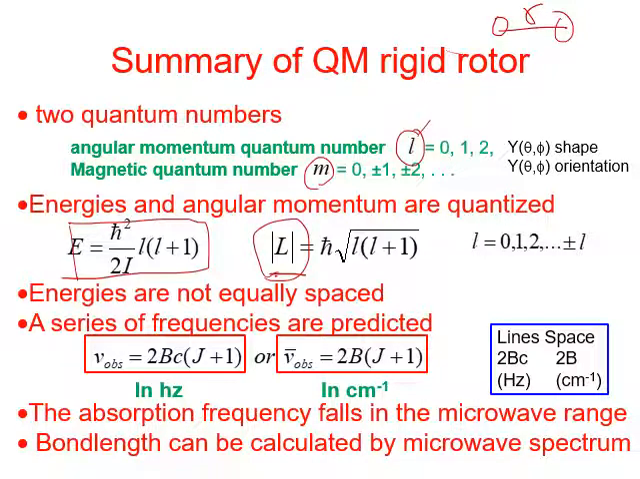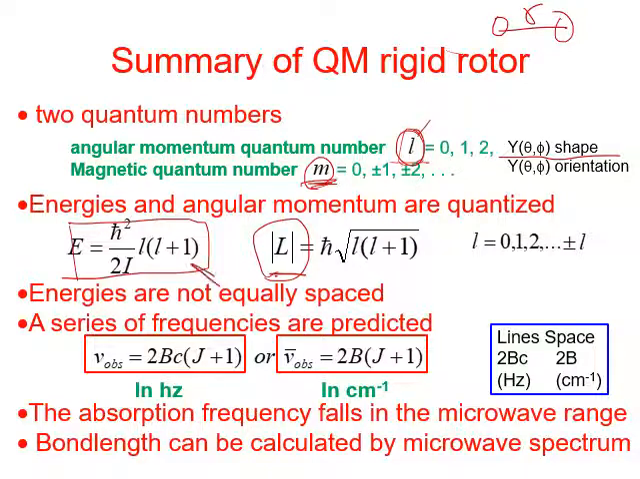The angular momentum quantum number also tells you the shape of the wave function. The magnetic quantum number tells you the z component of angular momentum. So it tells you more information on the orientation of the wave function.